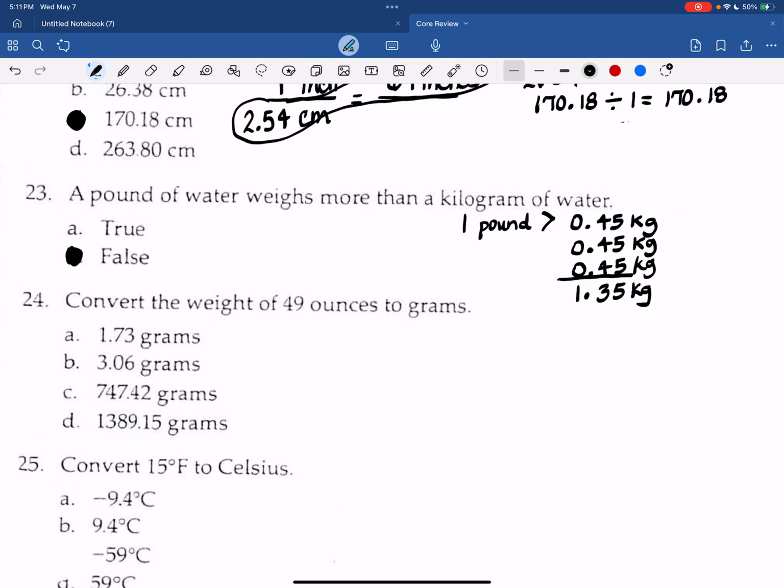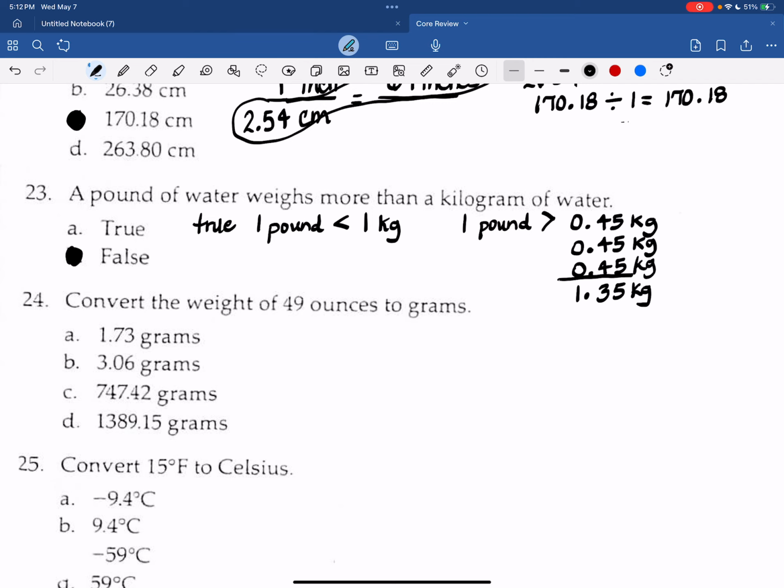But if you go all the way to a whole kilogram, you're going to have more than a pound of water. So 1 pound is greater than 0.45 kilograms. That is not true. The opposite is true. What is actually true is that 1 pound is less than 1 kilogram. I hate questions like that. They really mess with my mind.